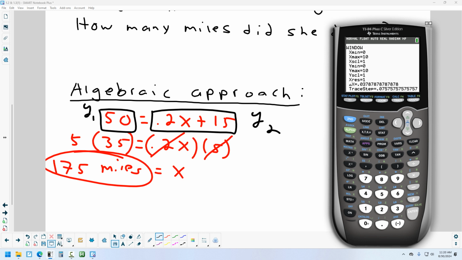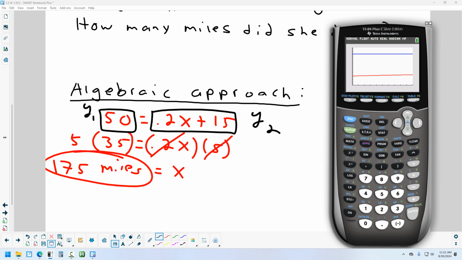Now that y equals 50, we said earlier, that's a horizontal line at 50. So let's set our y max to at least that high. And I don't want it right on the edge of the screen, so let's do a little extra. Let's do 60. When we graph it, we definitely can see the horizontal line, and we're starting to see the line that has a slope of 0.2 and a y-intercept of 15.